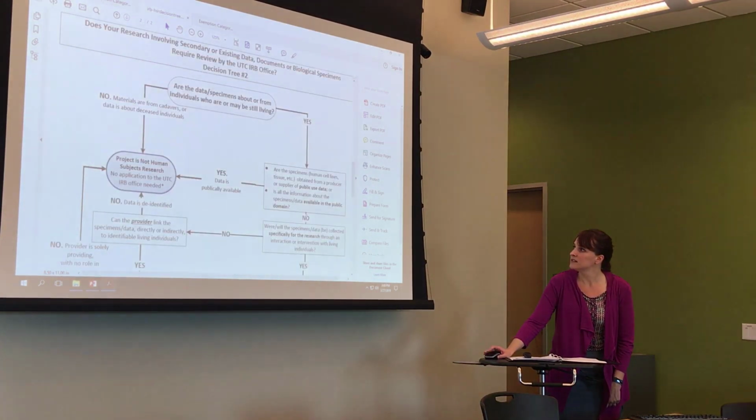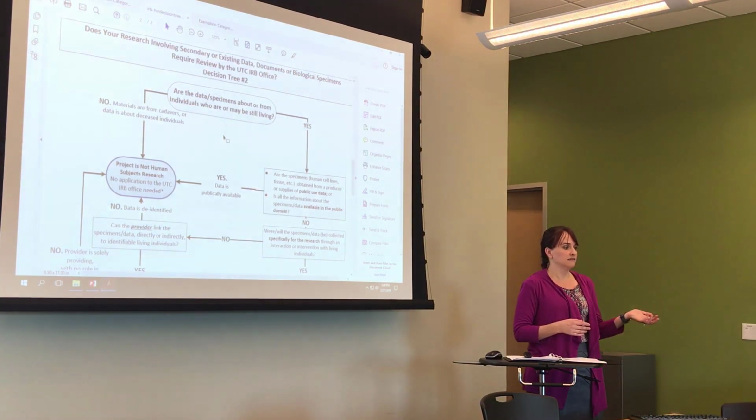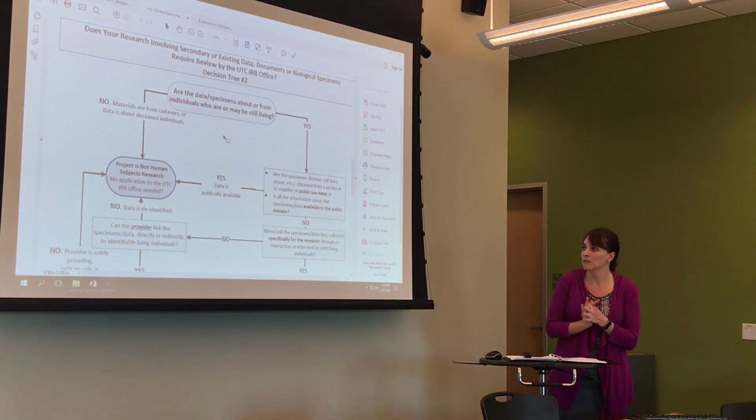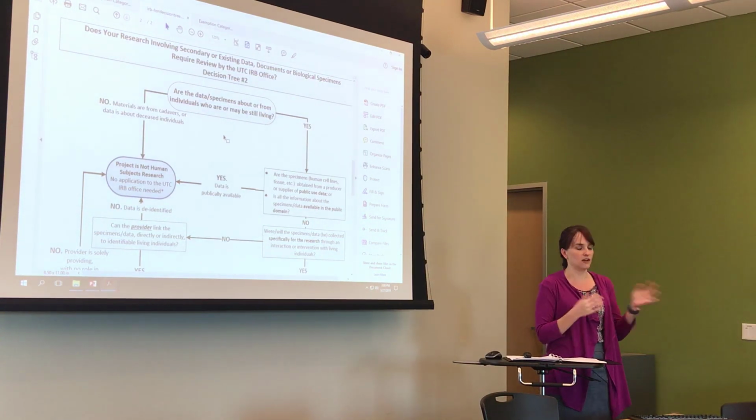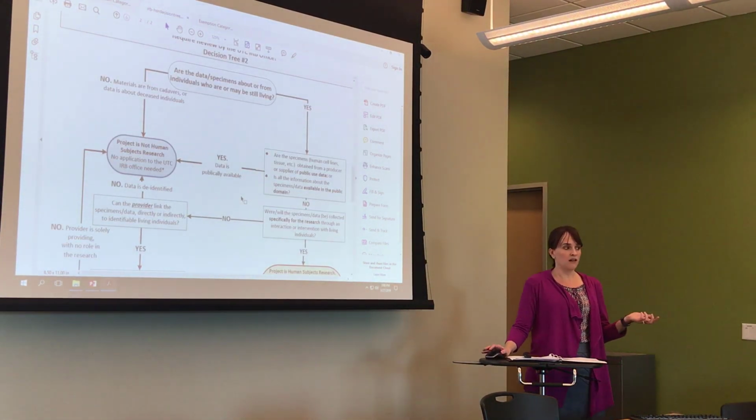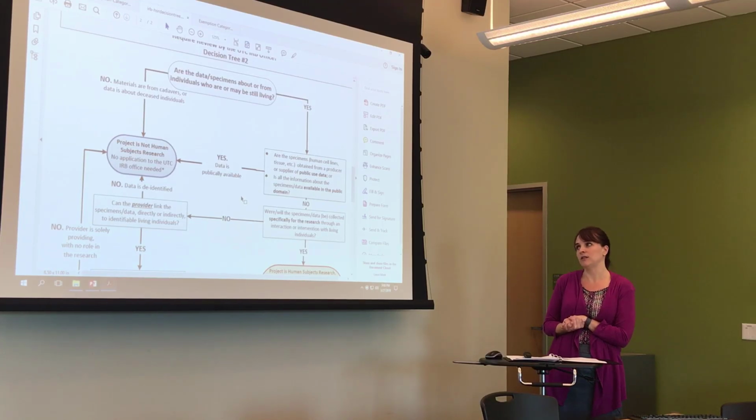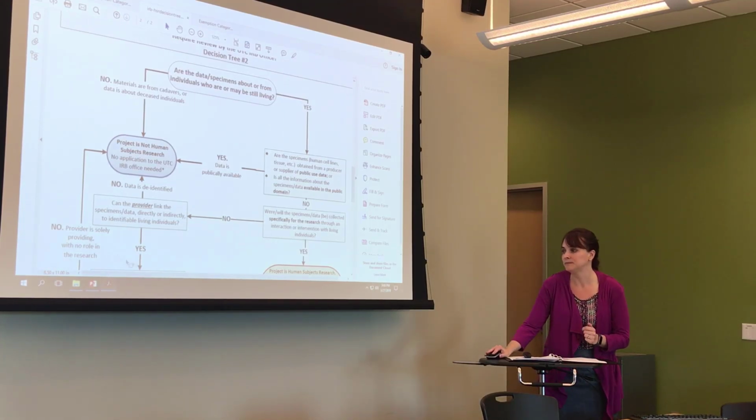The second page is the page about existing data and whether or not that makes it qualify as human subjects research. So this is offered on our website. You can find it when you click on the Who Needs to Apply button, so you can decide if you need to apply for IRB approval.